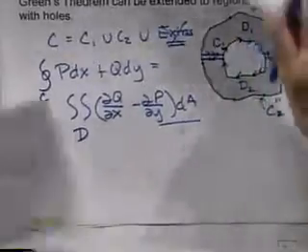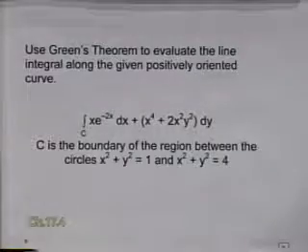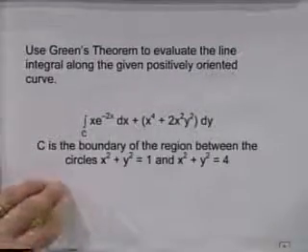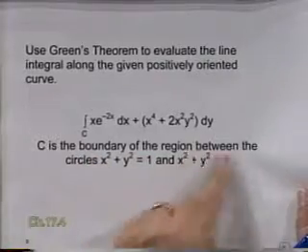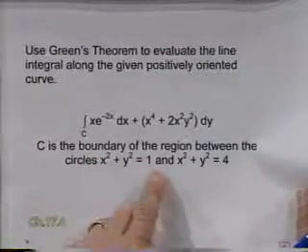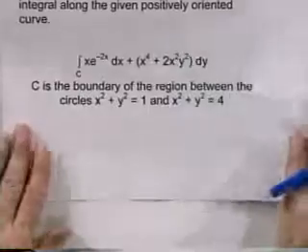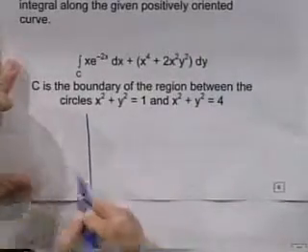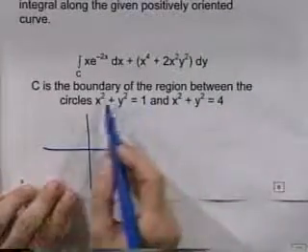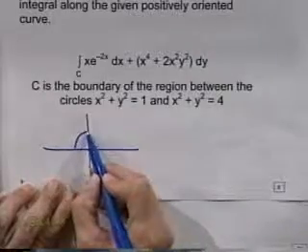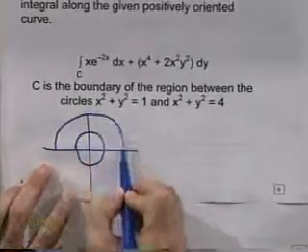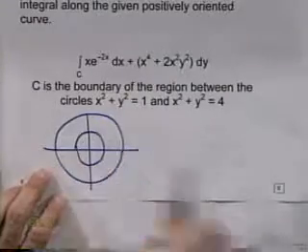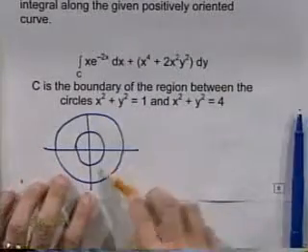So let's apply it to this problem right here. Use Green's theorem to evaluate the line integral along the positively oriented curve where C is the boundary of the region between the circles x squared plus y squared equals 1 and x squared plus y squared equals 4. So the region that we want to integrate over is the region that's bounded by the circle whose radius is 1 and the circle whose radius is 2.